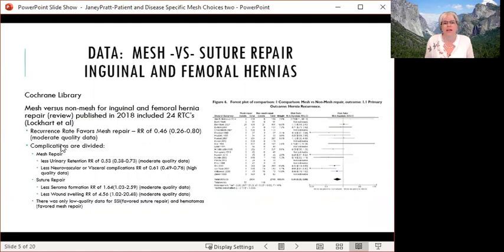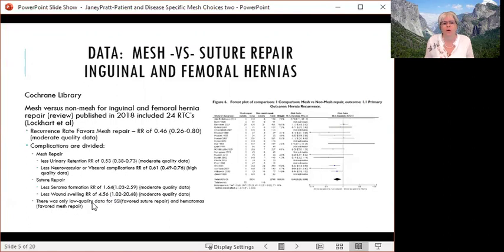They also found, and this was moderate quality data, that complications were divided. With mesh repair, you were less likely to see urinary retention with a relative risk of 0.3, and you were less likely to see neurovascular and visceral complications, with a relative risk of 0.6. And that was moderate and high quality data. With suture repair, we saw less seroma formation with a relative risk of 1.6 favoring, obviously, no mesh, and less wound swelling, which also favored no mesh with a relative risk of 4.46 with mesh.